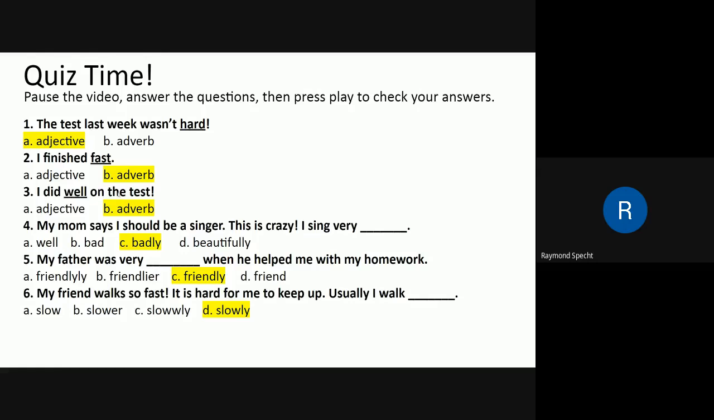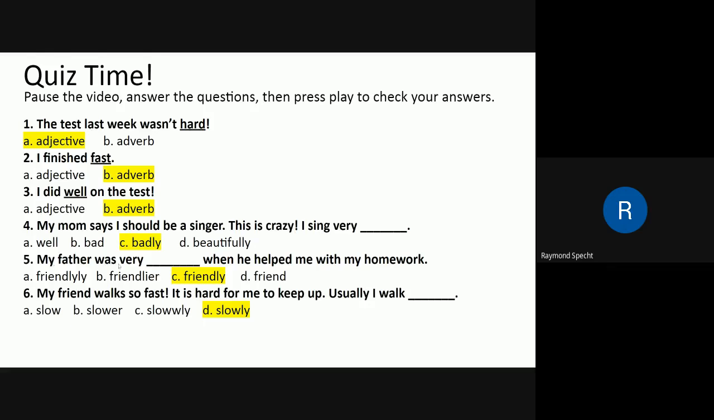I did well on the test. All right, how did you do? Well, adverb. My mom says I should be a singer. This is crazy. I sing very badly. All right, describing how she sings.